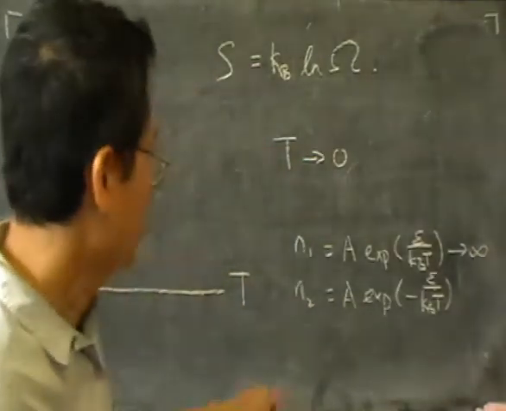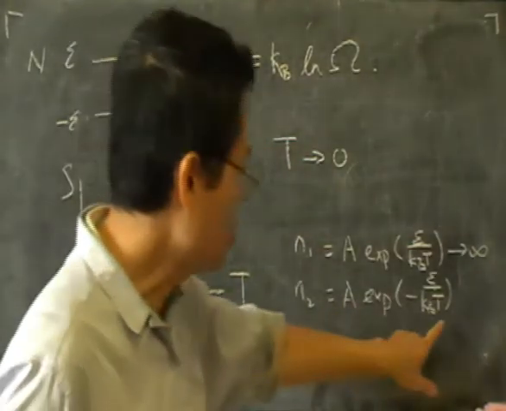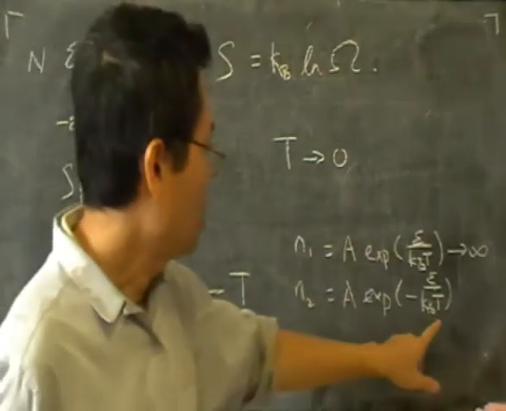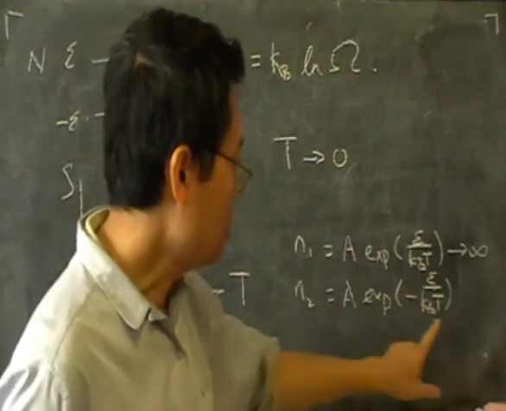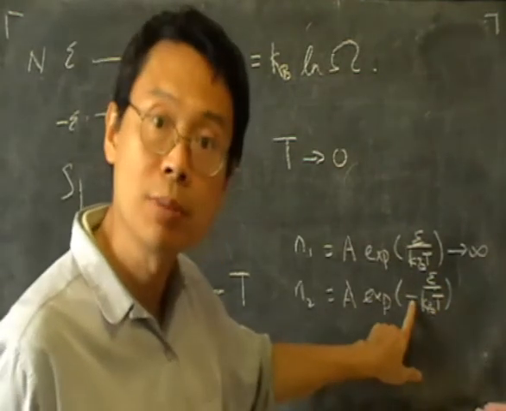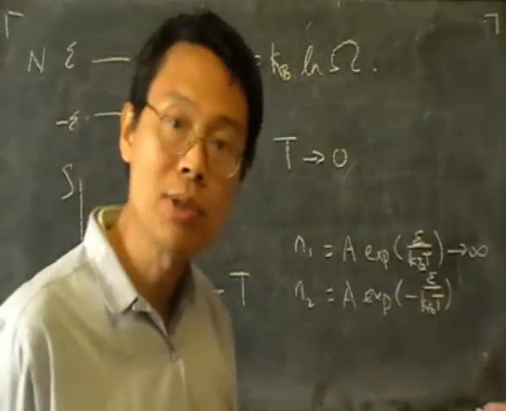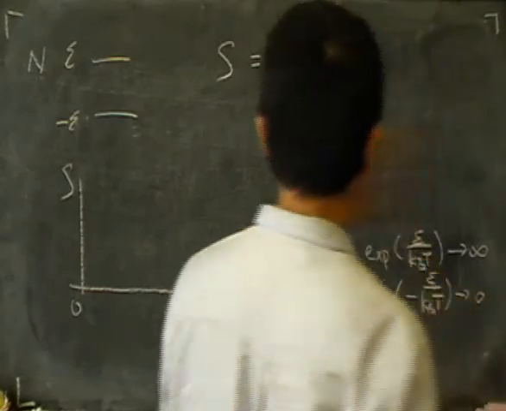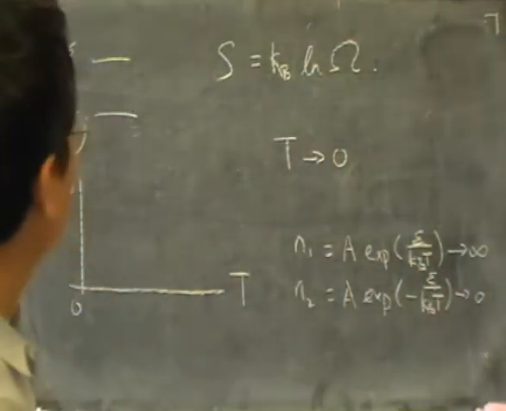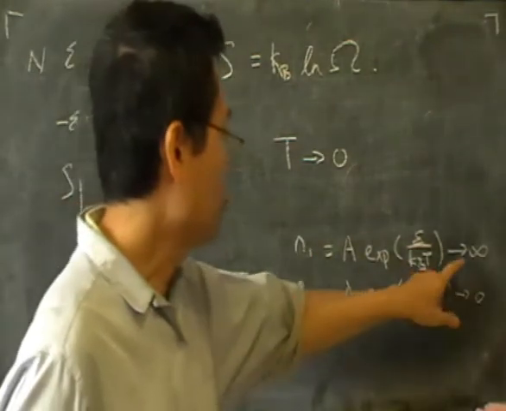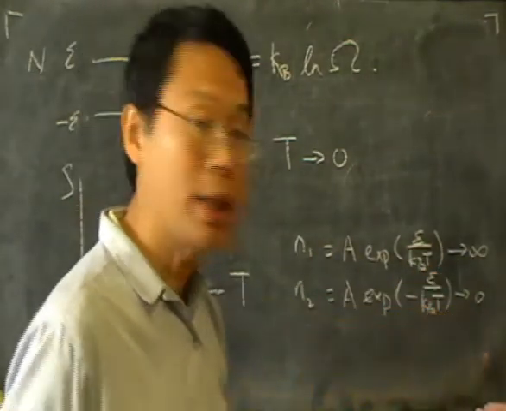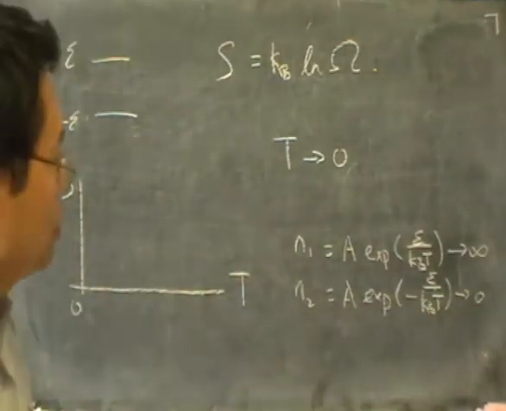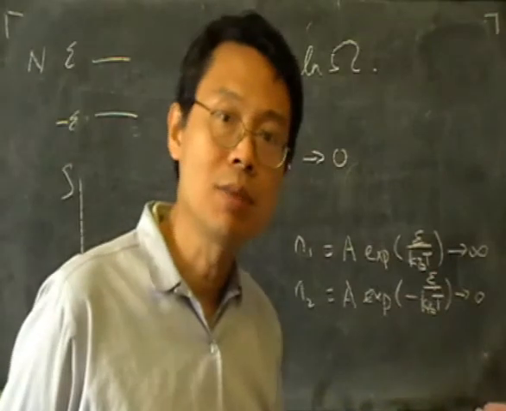Now when T goes to 0 for the next level, for n2, the argument goes to minus infinity because there's a minus sign there. So e to the power minus infinity goes to 0. So this goes to 0. Now we have a situation here. n1 goes to infinity, n2 goes to 0. Now we can understand what n2 going to 0 means. It means that there are no particles at the higher level. But what does n1 going to infinity mean?